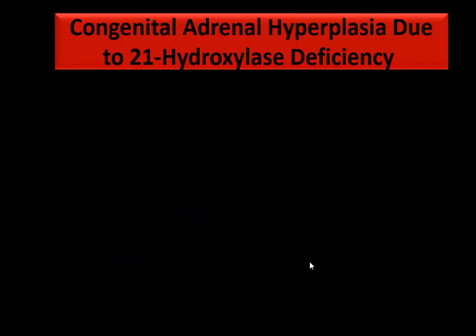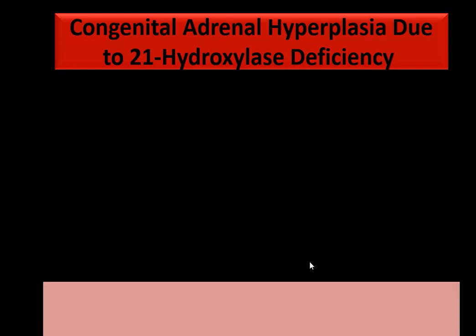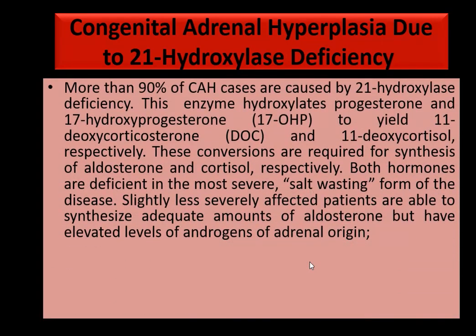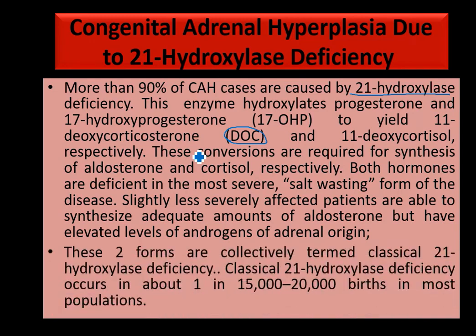Congenital adrenal hyperplasia due to 21 hydroxylase deficiency. More than 90% of congenital adrenal hyperplasia cases are caused by 21 hydroxylase deficiency. This enzyme hydroxylates progesterone and 17-hydroxyprogesterone to yield 11-deoxycorticosterone (DOC) and 11-deoxycortisol respectively, as explained in the previous slide's diagram. And these conversions are required for the synthesis of aldosterone and cortisol respectively.